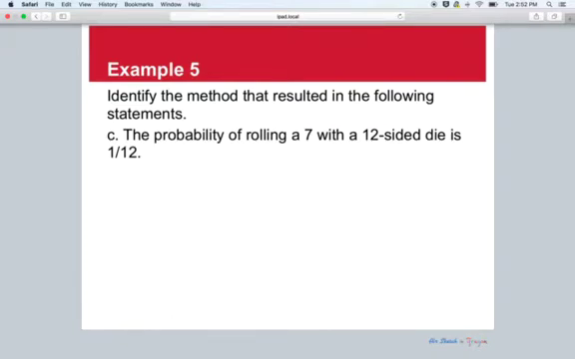And then the probability of rolling a 7 with a 12-sided die is 1 in 12. Well, that is going to be theoretical because you're looking at the total number of outcomes, which, if there's a 12-sided die, there would be 12 outcomes, and you're looking at the event of interest, which is 1, a 7, and you're calculating a probability that way. All right.